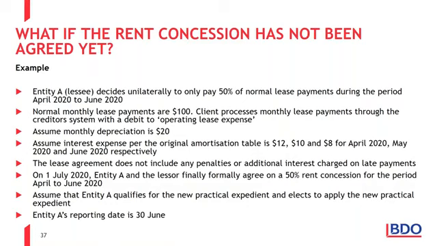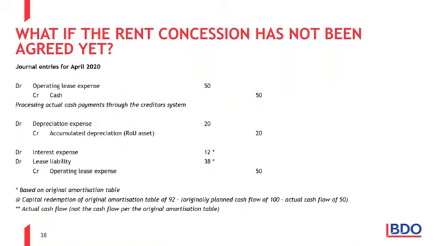So at 30 June, what are we going to do here? Assume that Entity A qualifies for this new practical expedient, and they've also elected to apply this new practical expedient, and their reporting date is 30 June. So it's not been agreed.